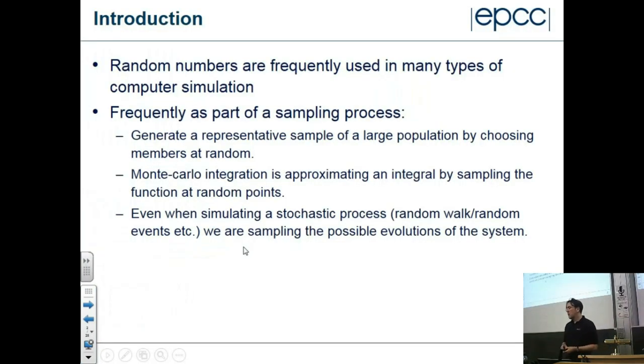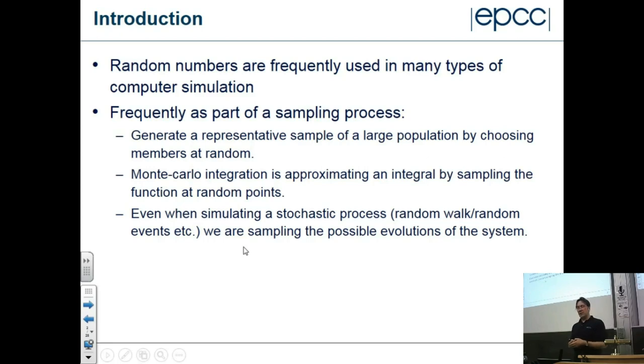Random numbers are frequently used in many types of computer simulation, and I'll talk a bit in the next lecture about where they come in. Often it's part of a sampling process. You have a large sample space, and you want to pick representative samples at random. That's a bit like an opinion poll for an election: you take a random sample of people and hope it's representative of the larger population.